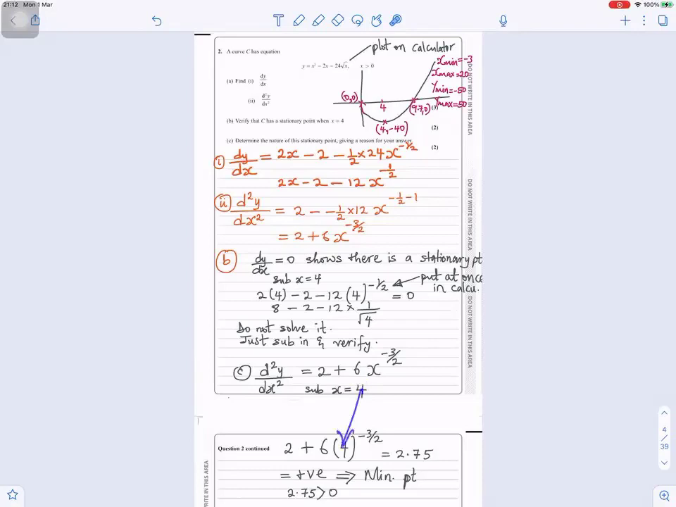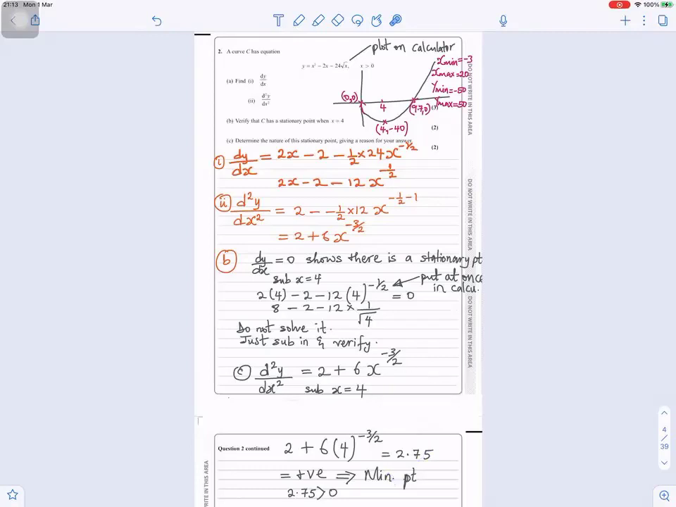So 2 plus 6 times 4 to the minus 3 over 2 gives you 2.75. And that 2.75 is positive. So when d squared y over dx squared is positive, that means it's greater than 0. That means it's a minimum point.